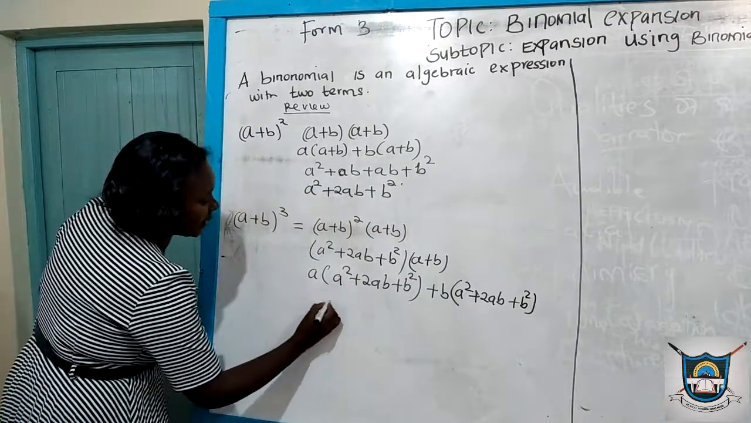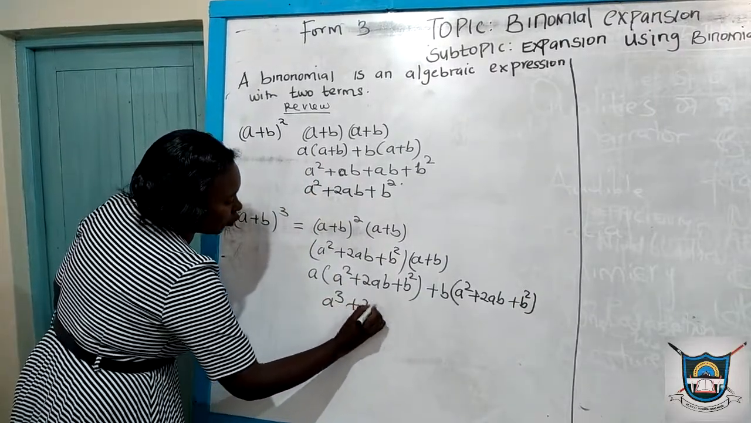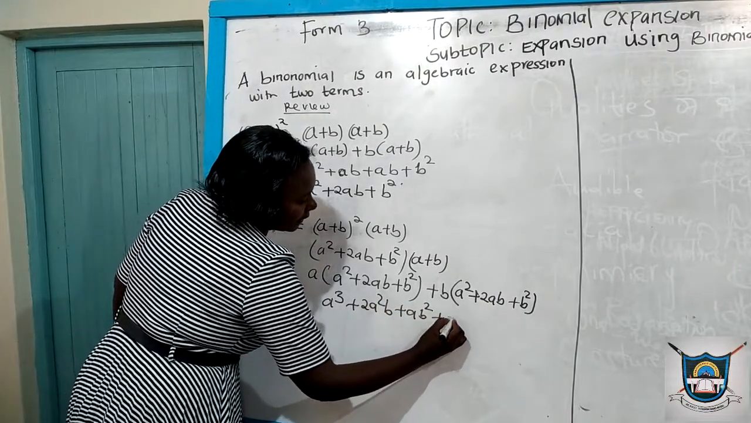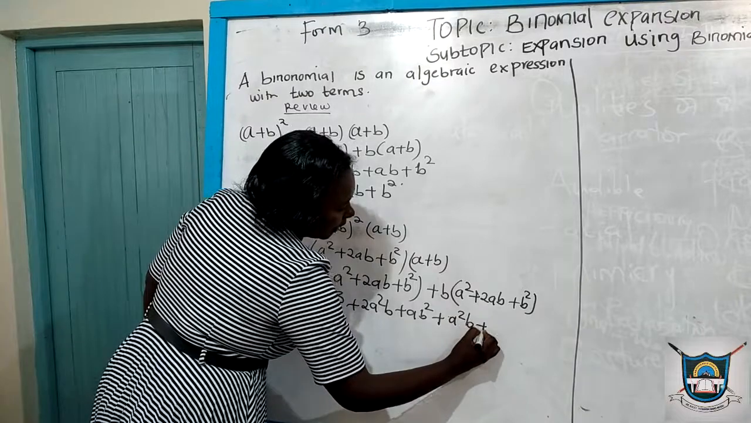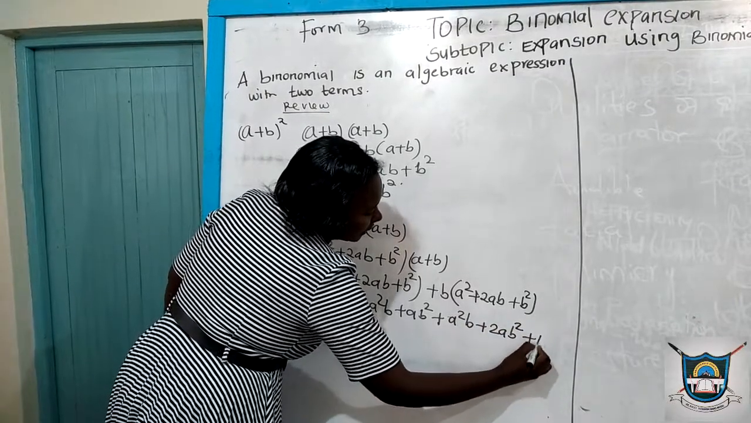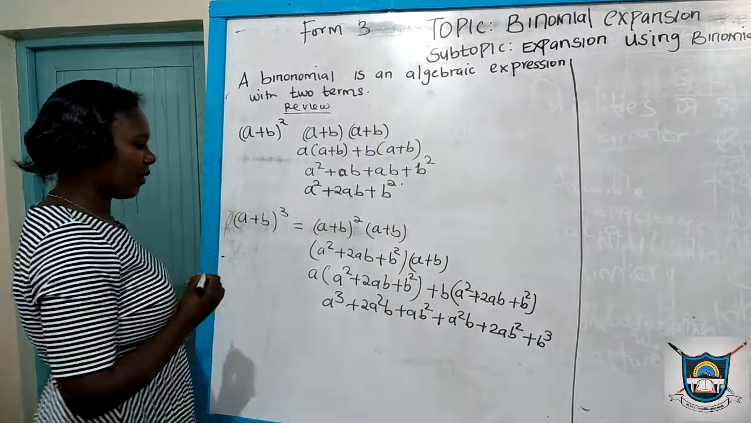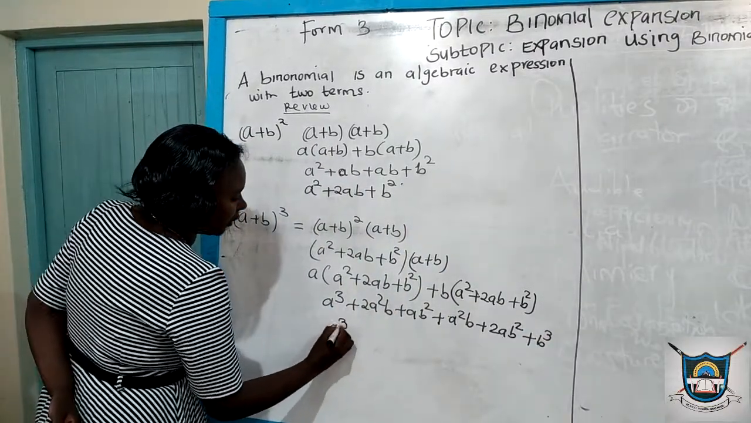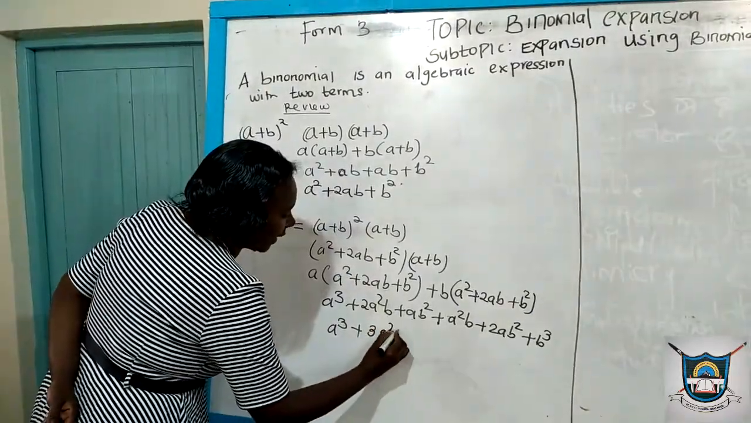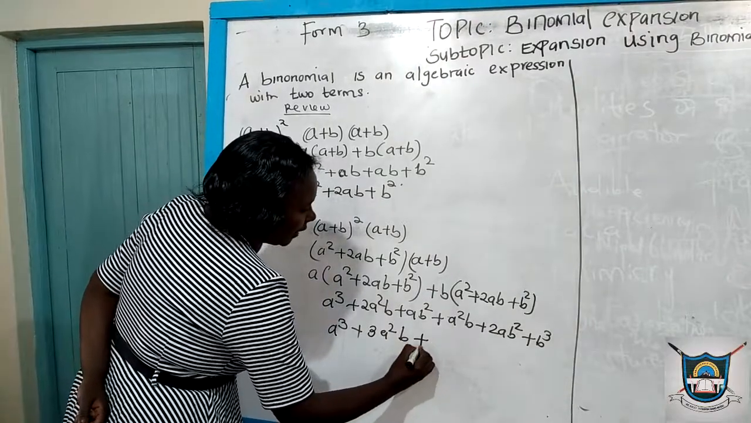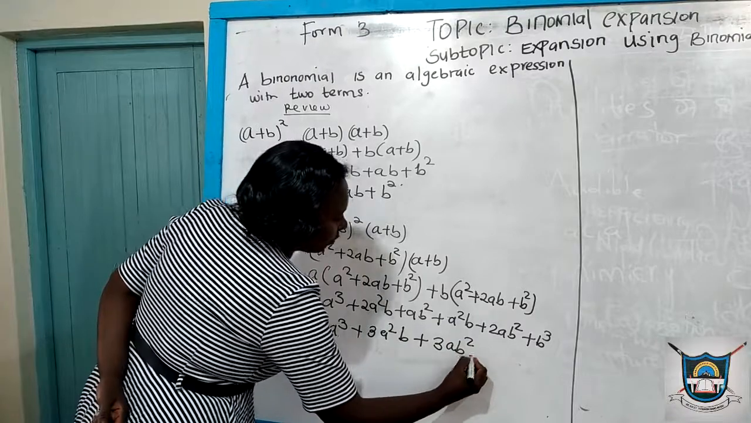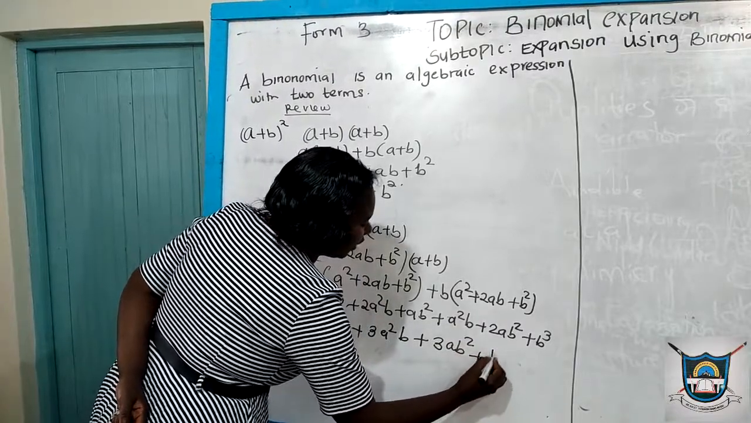So this will give us a cubed plus 2a squared b plus ab squared plus a squared b plus 2ab squared plus b cubed. Putting them together, we will have a cubed plus 3a squared b plus 3ab squared plus b cubed.